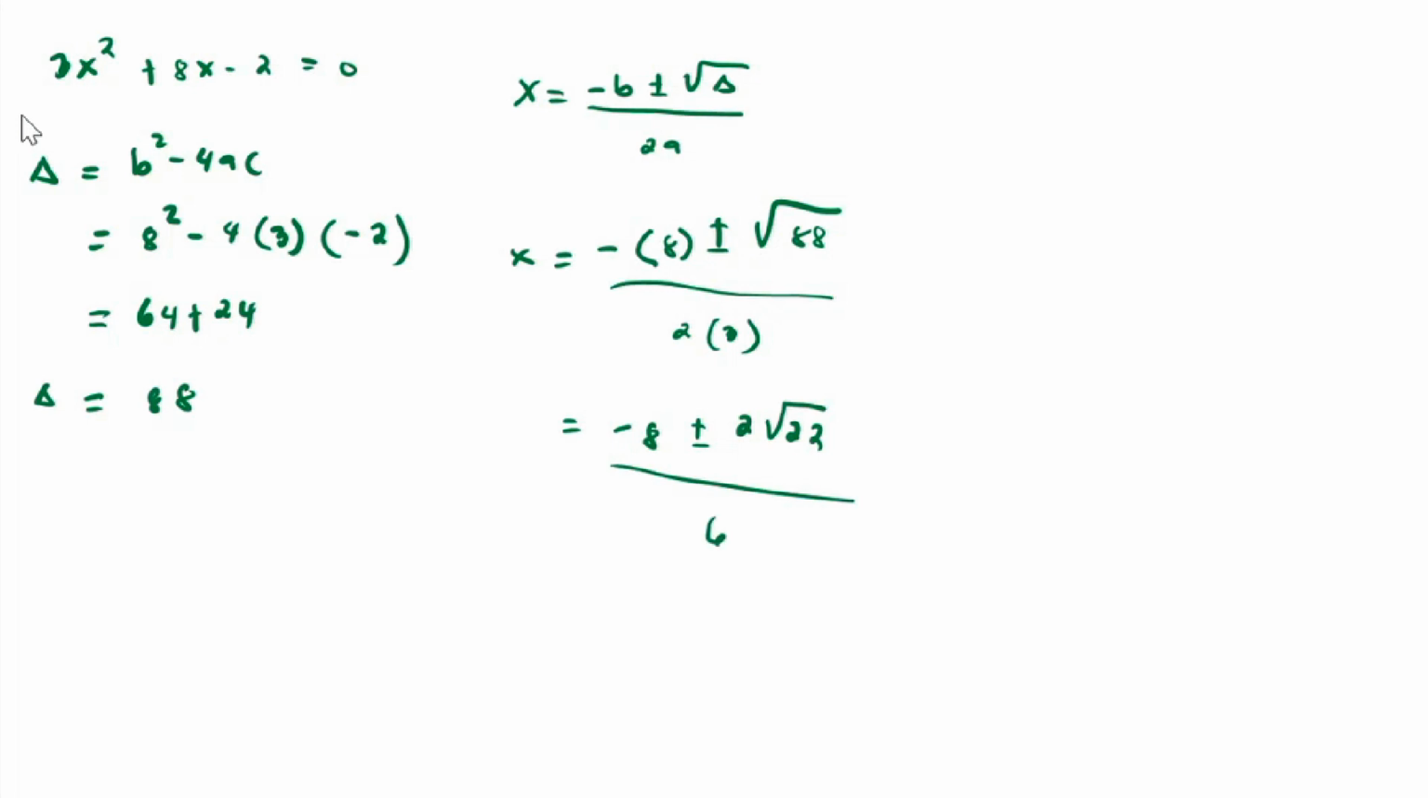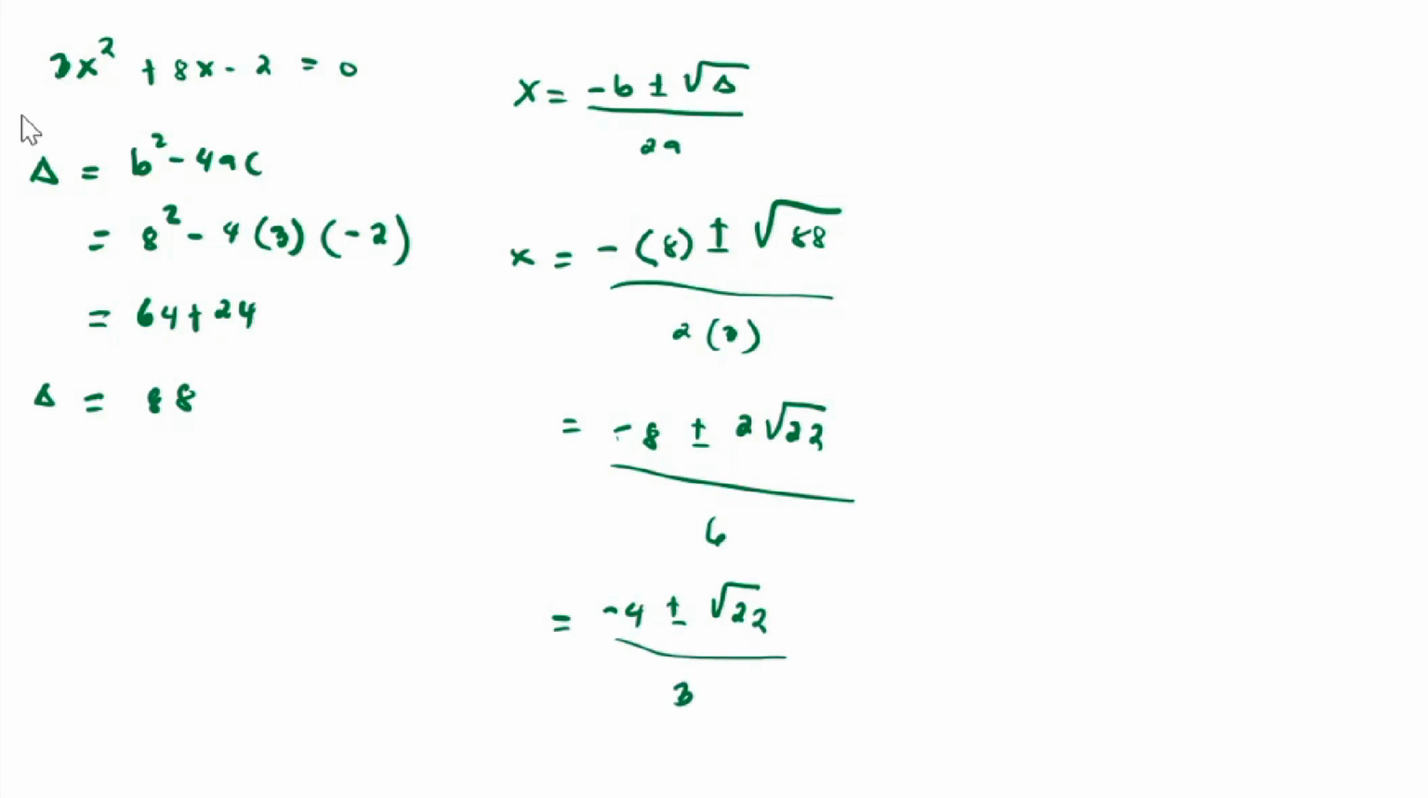Now, as you can see, we have 2 square root of 22, negative 8, and 6. So these coefficients here can be reduced to the lowest term. Okay? So the lowest term is by 2. So we divide each of these by 2. So negative 8 by 2, we have negative 4 plus and minus. Divide this by 2, the remaining is the square root of 22. Divide this by 2, the remaining is 3.